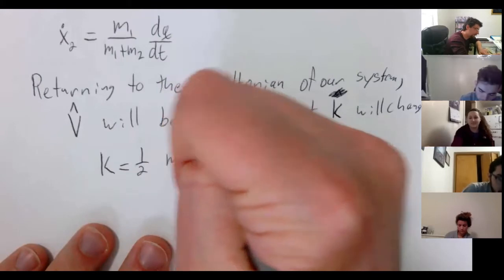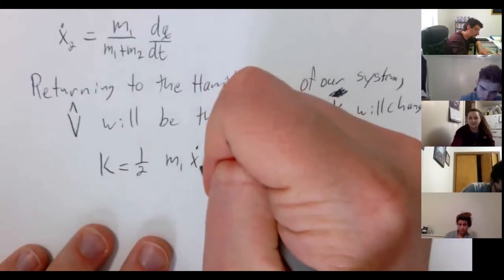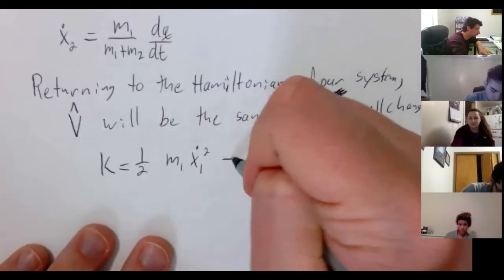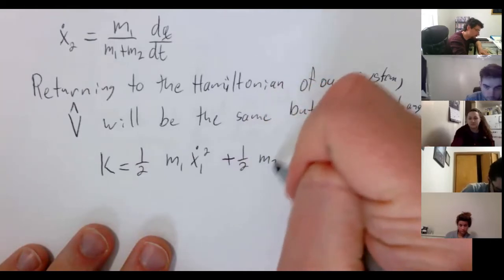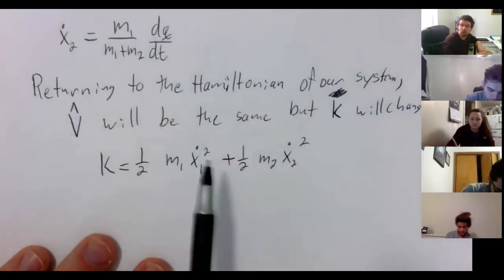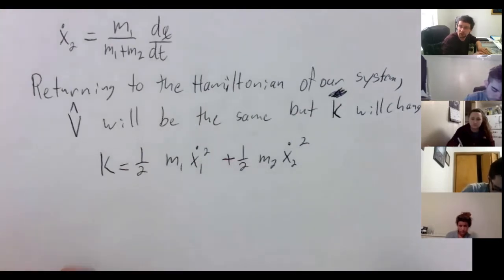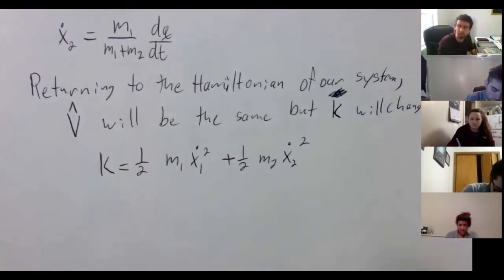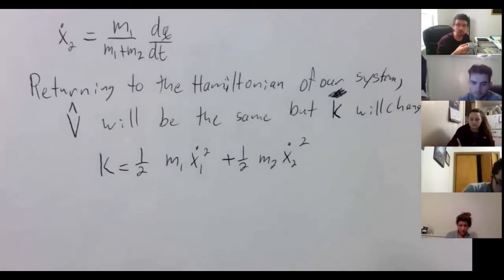It's equal to 1/2 m1 x dot squared plus 1/2 m2 x dot squared. And where am I pulling this equation from? Where is it coming from? Is that the spring constant thing? Yep, it's just classical. It's going from classical physics. It's just that spring.